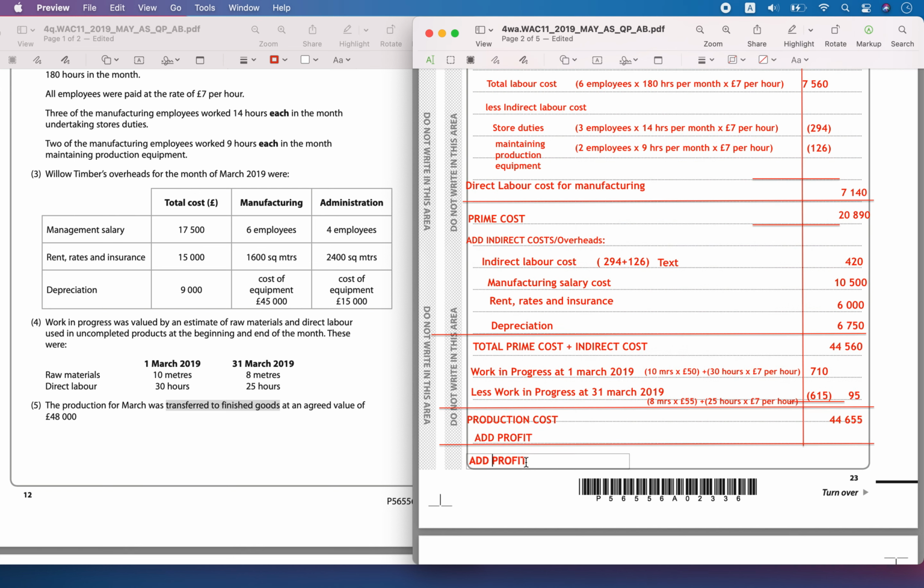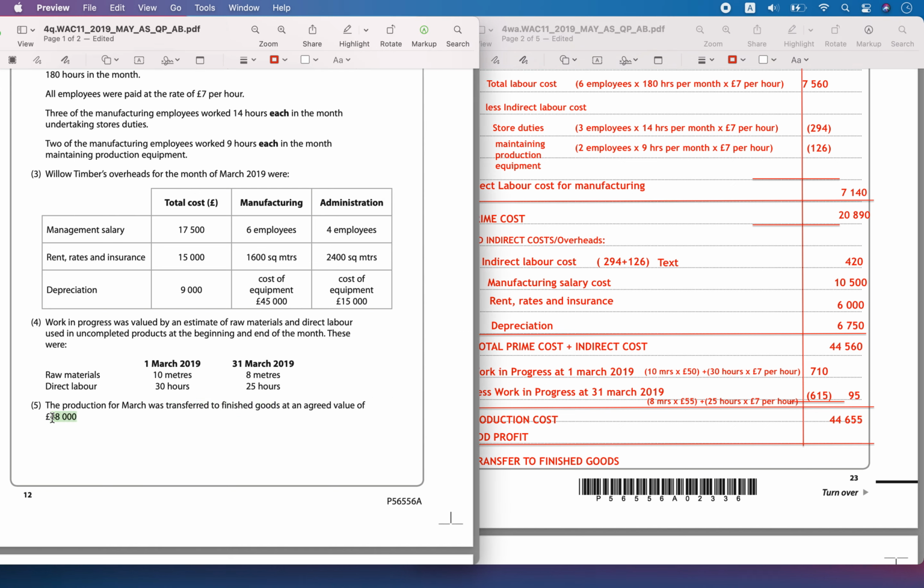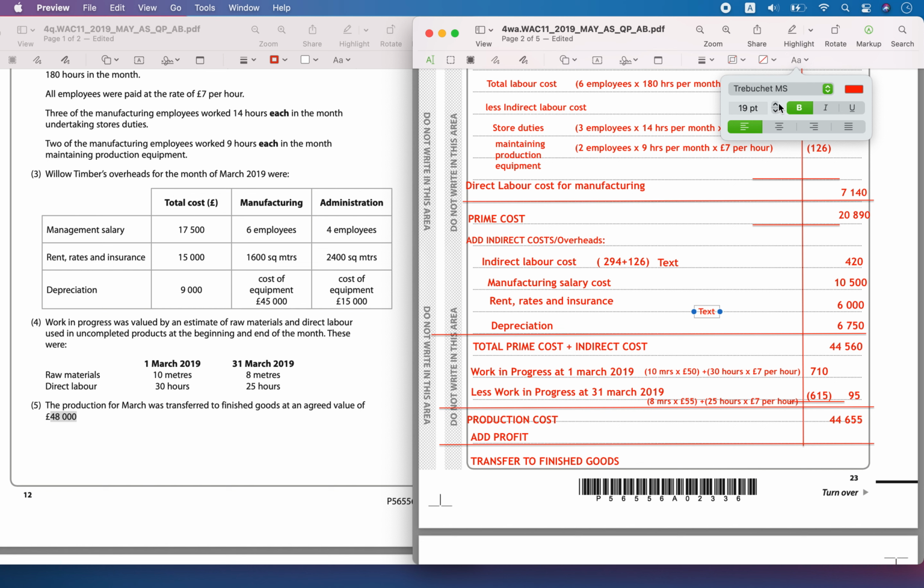So the transfer to finished goods is given, because I'm going to add a percentage of profit to the production cost and then transfer it. So that value is 48,000. They have given that. We have to calculate the profit.